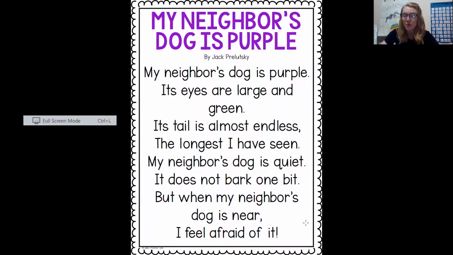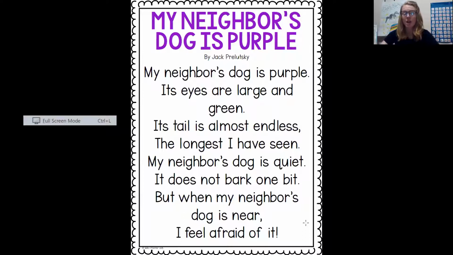I'll read it to you one more time while you're working. My neighbor's dog is purple. Its eyes are large and green. Its tail is almost endless, the longest I have seen. My neighbor's dog is quiet. It does not bark one bit. But when my neighbor's dog is near, I feel afraid of it.